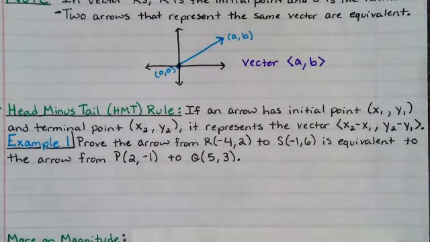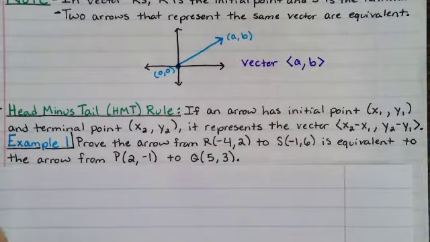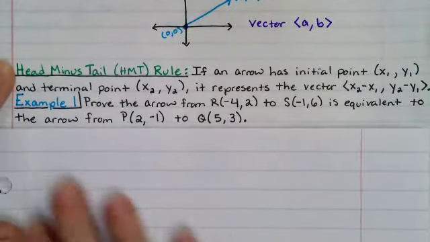All right, I've done a lot of talking and not a lot of mathing, so we're going to do some math now. Example 1 says to prove that the arrow from R to S is equivalent to the arrow from P to Q. So let's try a problem. What I want to show here is that they're going to have the same components if I put it in component form.